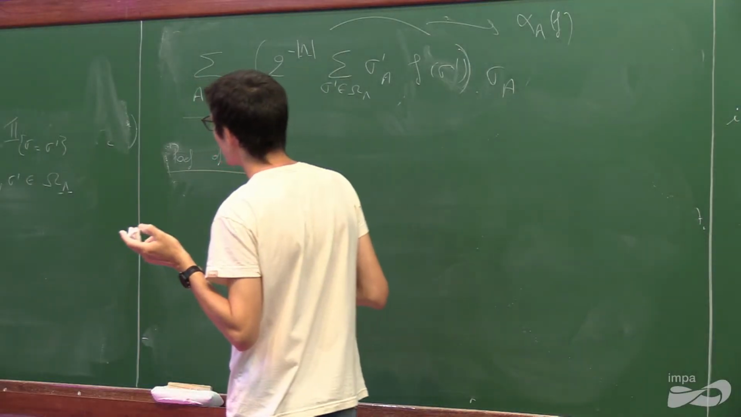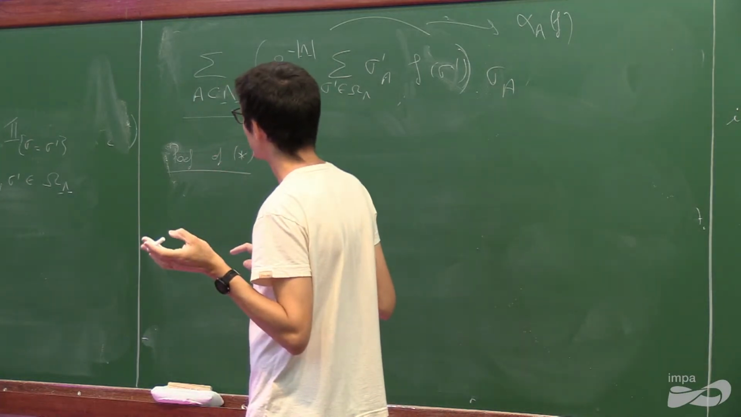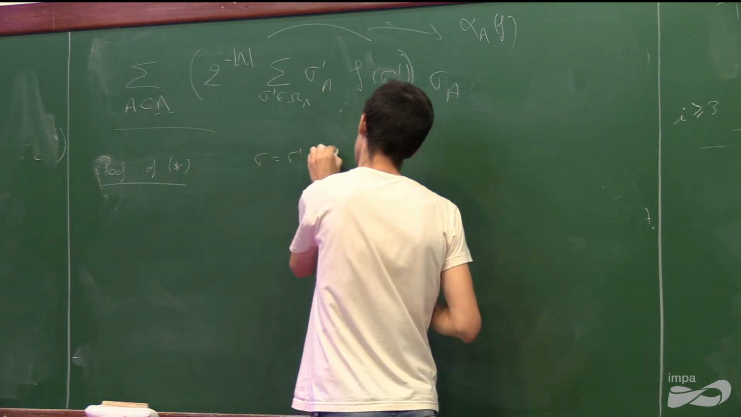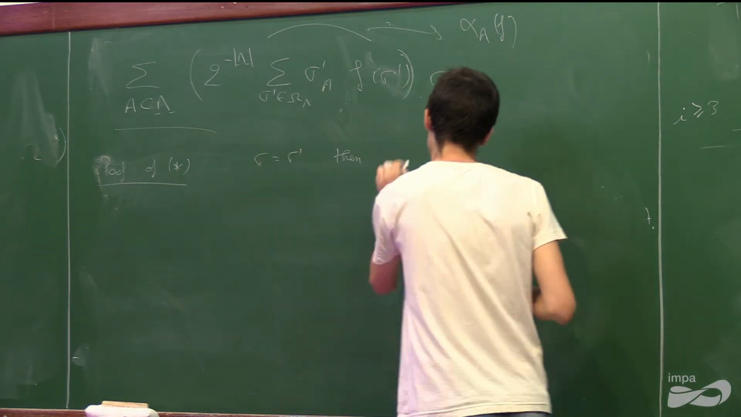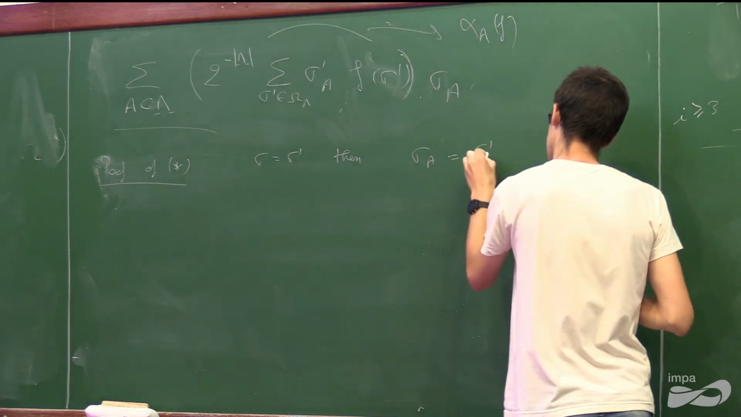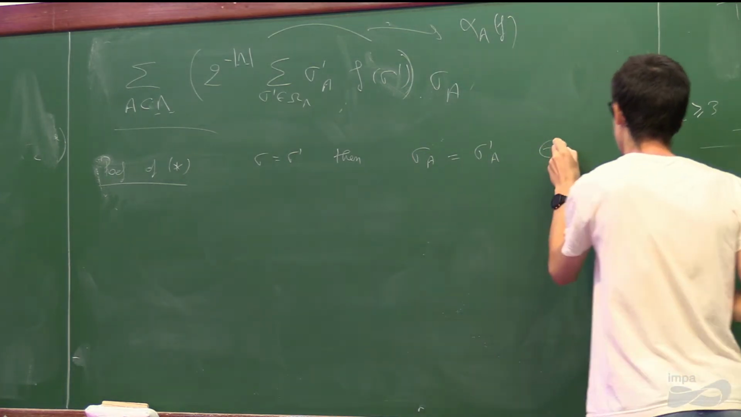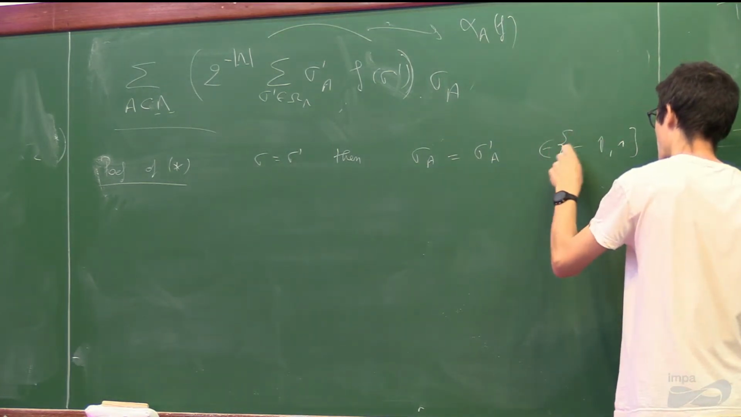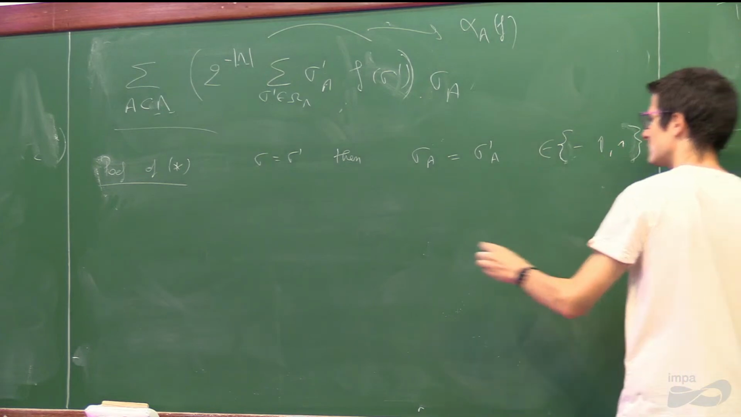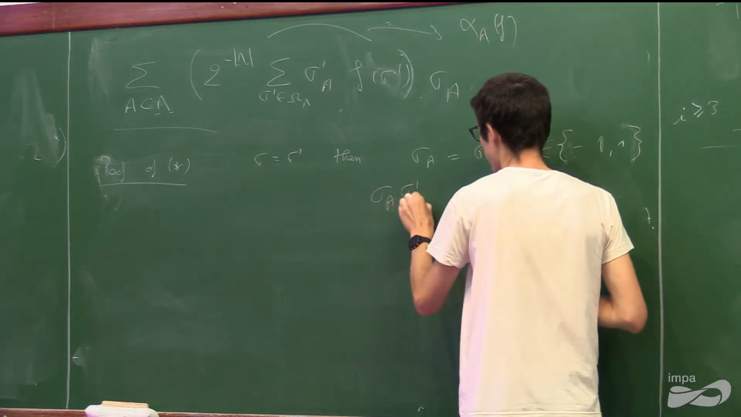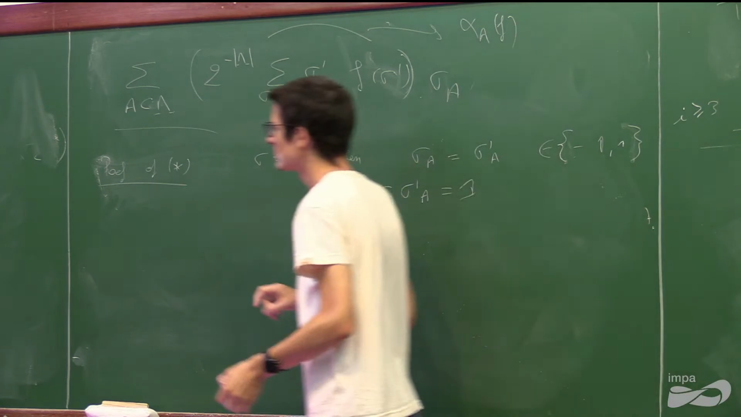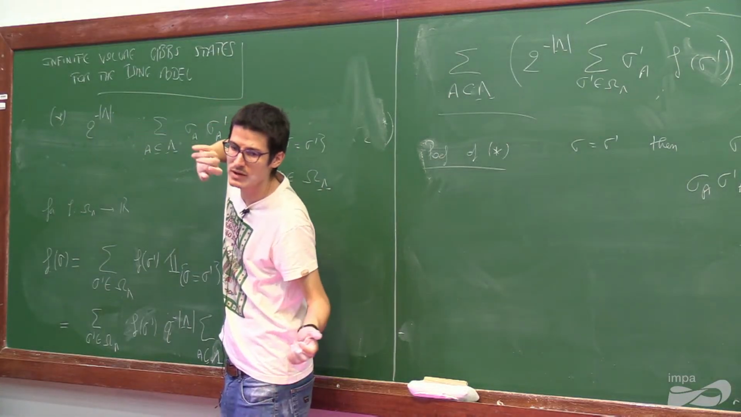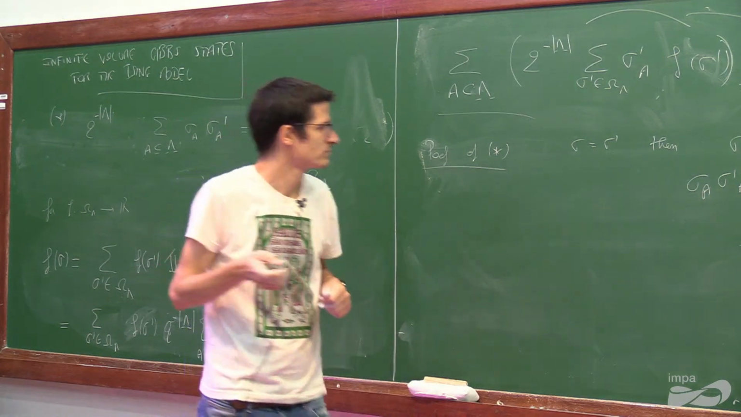Okay, so, well, there are basically 2 cases. So if sigma is equal to sigma prime, then sigma A is equal to sigma prime A, and both of them belong to -1, 1. Okay? So what you have is that sigma A, sigma prime A is equal to 1. So you have 2 to the lambda terms. They are all equal to 1. Good.